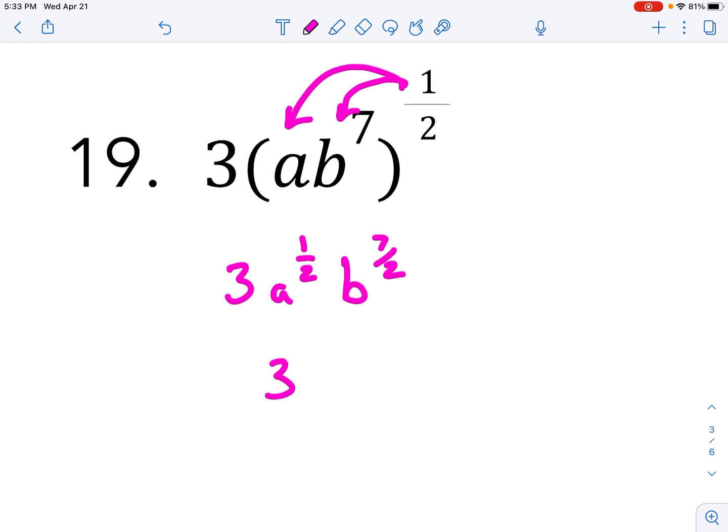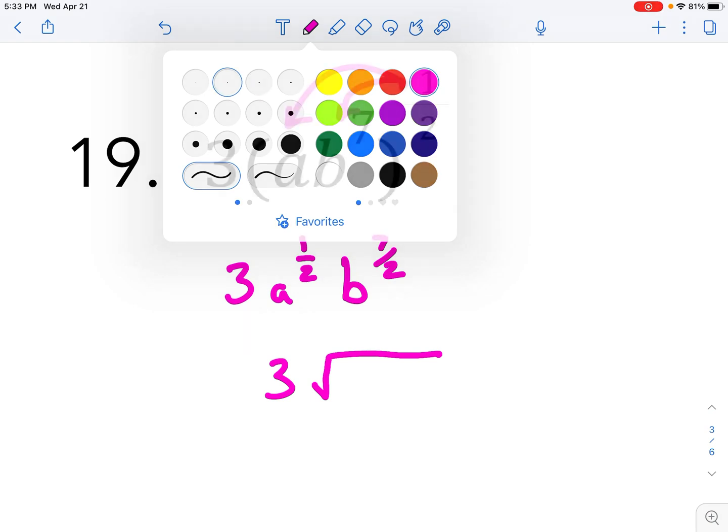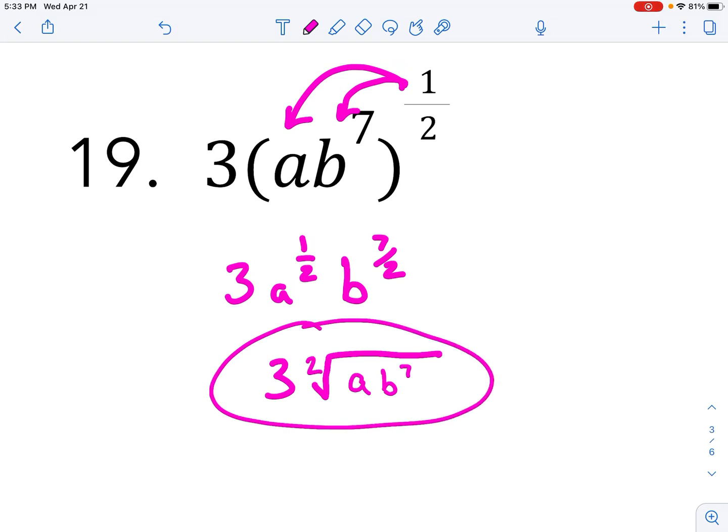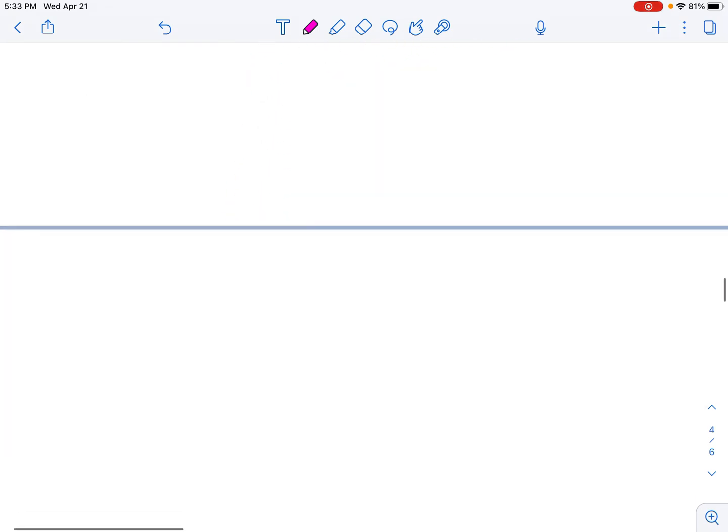So let's do that. The 3, again, is just going to have to hang out. I can put everything under the same radical here, and I notice that because there's a 2 in my denominator for both, and that is where my index goes. So I'll put a 2 right there. Inside the radical, though, A will be getting taken to the 1st power, which I'm not going to write, and B will be taken to the 7th power, which I will write, and so that is my final answer.